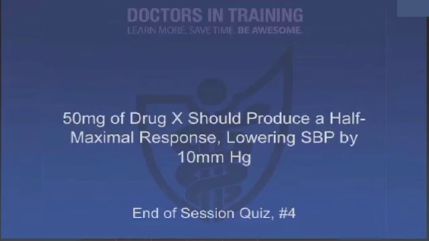Next. Drugs X and Y are both antihypertensive drugs capable of lowering the systolic blood pressure 20 millimeters of mercury. Drug X has an EC50 of 50 milligrams, while drug Y has an EC50 of 100 milligrams. How much would you expect a 50 milligram dose of drug X to lower a patient's systolic blood pressure? So 50 milligrams of drug X should produce a half maximal response, lowering the systolic blood pressure by 10 millimeters of mercury.